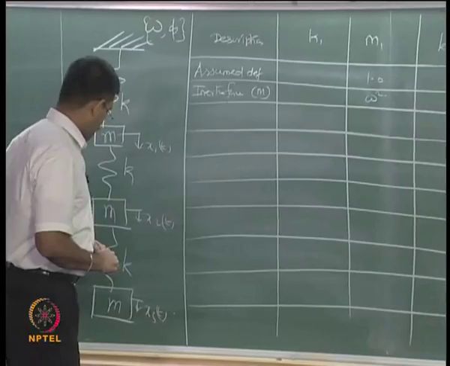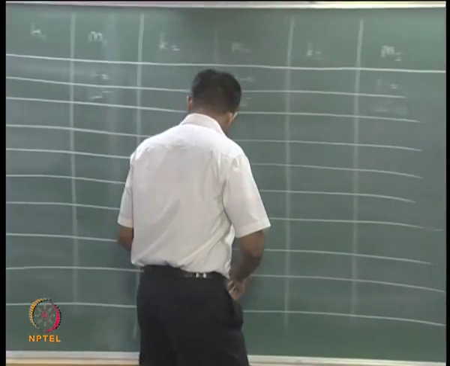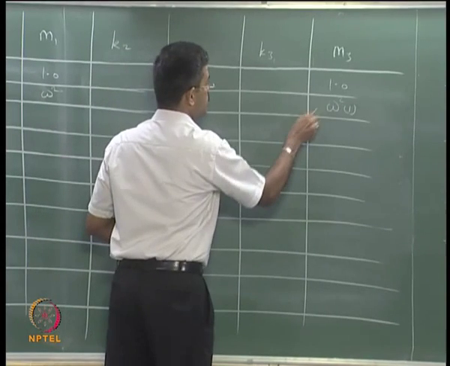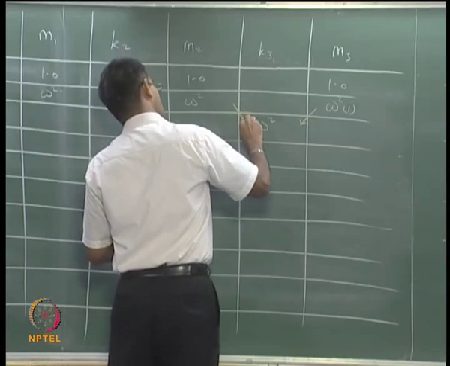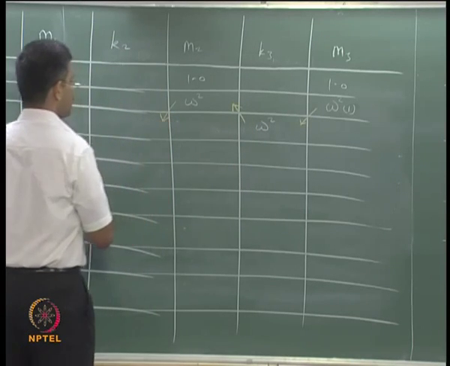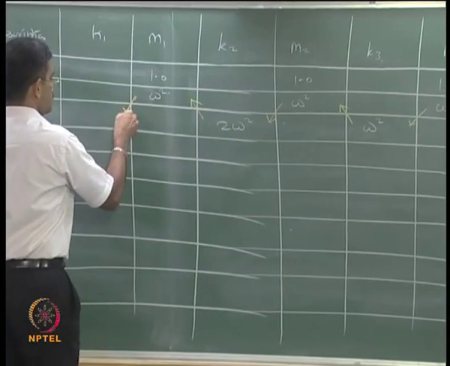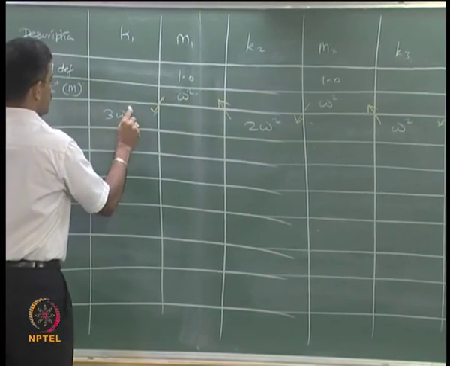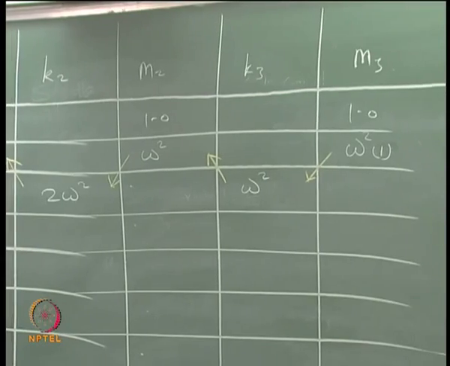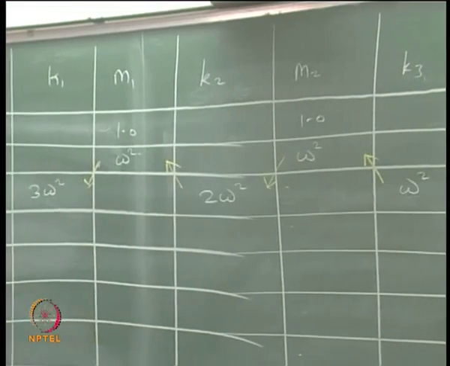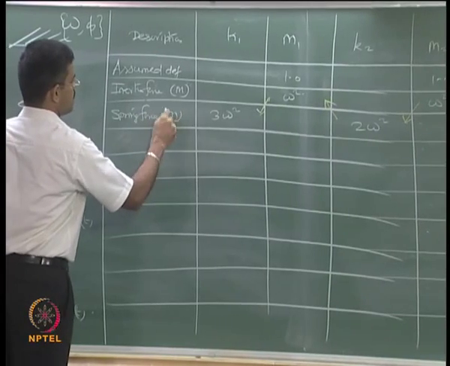Once I do this, I keep on cumulatively adding this from the bottom. See how we are doing it? Let us say I transfer this value here, this is omega square. I transfer this value further here, this becomes 2 omega square. I transfer this value further here, this becomes 3 omega square. This is what we call the spring force. So m is multiplied here again.